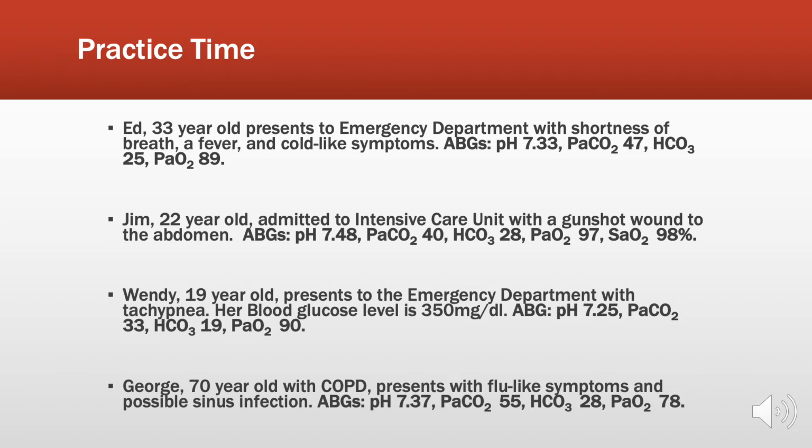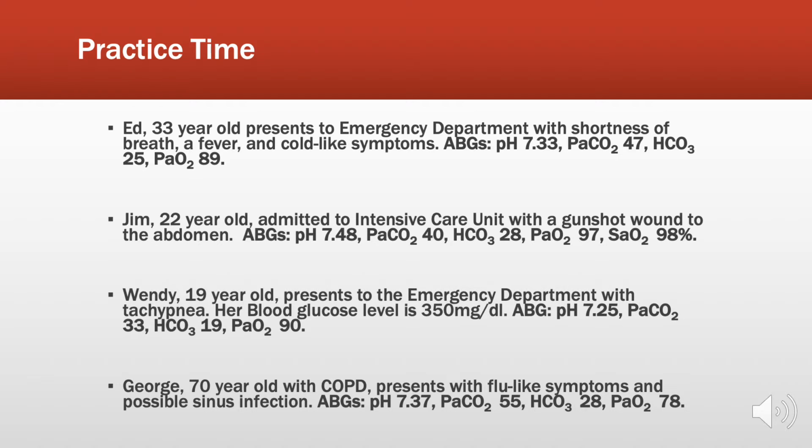But if we did have any kind of a disparity between arrows, we would look to the most abnormal value between the CO2 and the bicarb. But in this case, of course, the CO2 is not such a big deal as the bicarb. The bicarb is very low at 19. These arrows point in the same direction. Remember, metabolic being equal. So this is a metabolic acidosis.